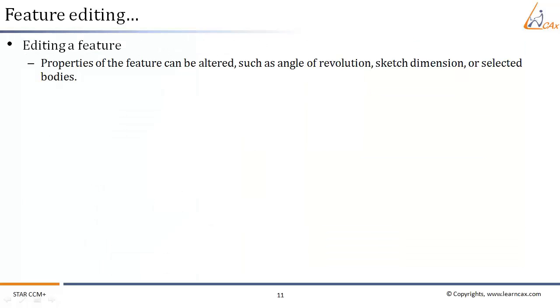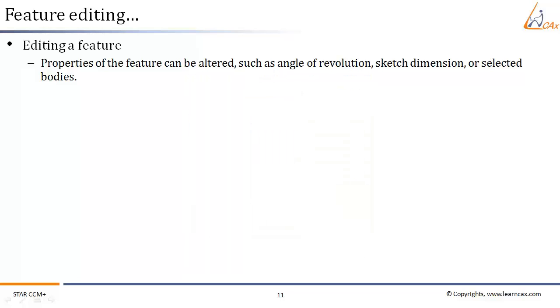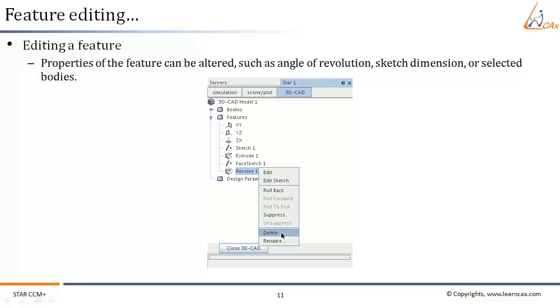Once we create a sketch feature, there is always a need to go back to it and modify for further operations or corrections. We will review some edit feature operations here. Properties of the feature can be altered, such as angle of revolution or sketch dimension. First operation is deleting a feature. This will permanently remove a feature from your 3D CAD model by deleting it from the feature tree.